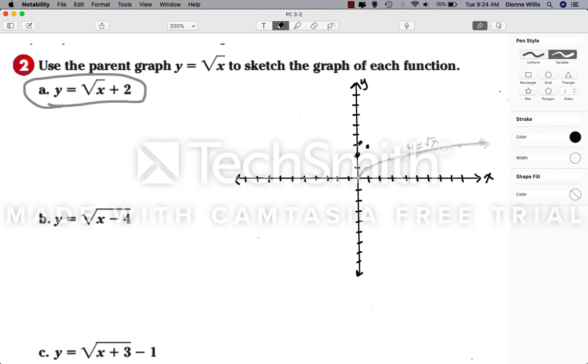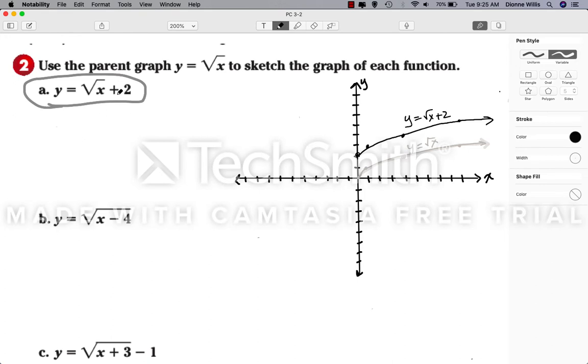Are you guys seeing what's happening? And at 9, we're at 3. Add 2 to that, I'll be at 5. So I should be right about here. All right, so what we see is we have this graph like this. And this is going to be y is equal to the square root of x plus 2. And so you see how we use the parent graph in order to shift this graph up.